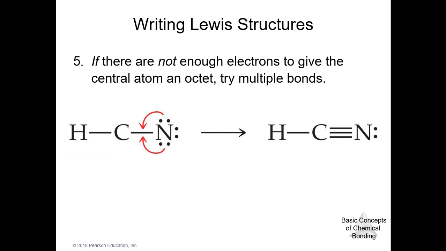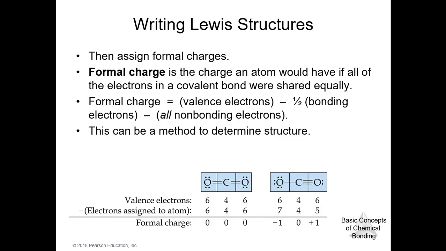Always keep in mind: identify the center atom, calculate all the valence electrons, and then distribute the electrons first to the outer atoms, giving each an octet. And then look at the center atom. If the center atom does not have 8 electrons, you can add a double bond or a triple bond to complete its octet. And then we talk a little bit about formal charges.